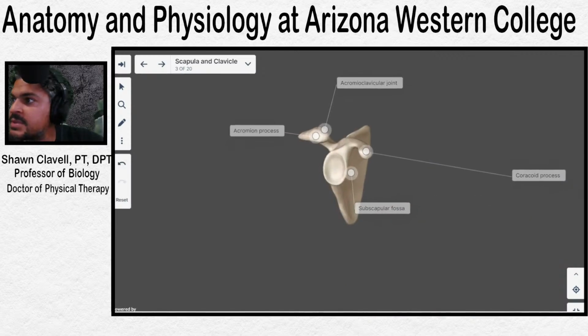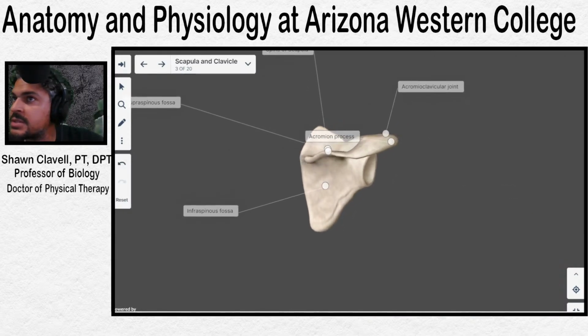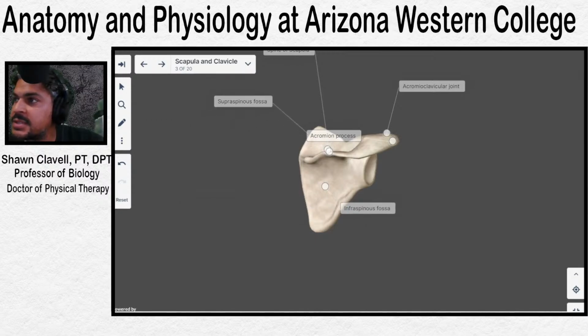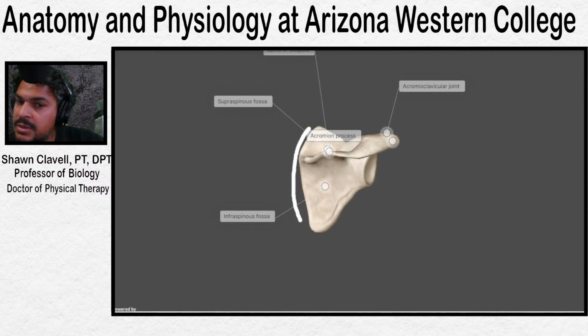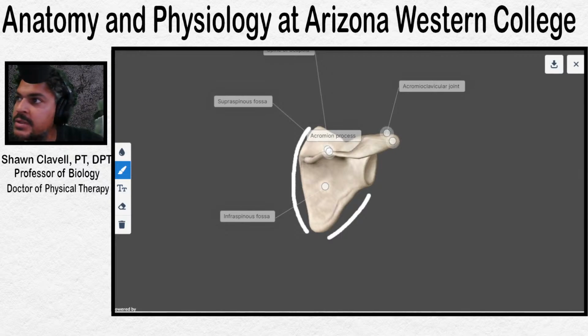Maybe let's try to isolate the scapula specifically, right? There you go. Now you can start to see the supraspinous fossa, the infraspinous fossa. What I didn't mention here is that there's the medial border and the lateral border. I'll show you it this way because you can't see my hand. This is the medial border here. There's the lateral border there.